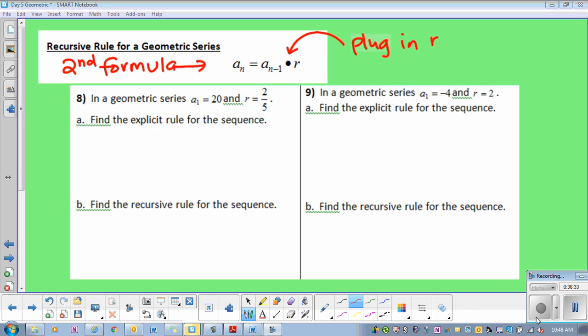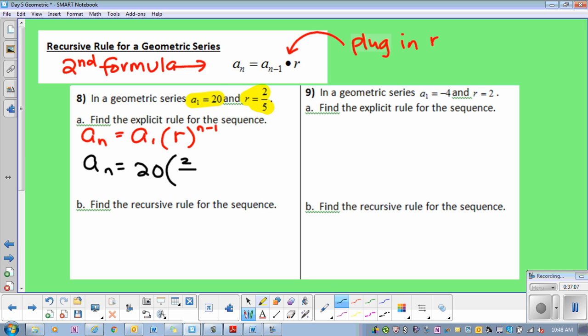So guys, this one, geometric, easy. Find the explicit rule, that's the first one, right? a sub n equals a sub 1 times r to the n minus 1, right? Did they tell you what a sub 1 is? Yeah. Did they tell you what r is? Yeah. So just plug it in. The explicit rule, a sub n equals 20 times 2/5 to the n minus 1. That's it. This is your rule. So good, right?